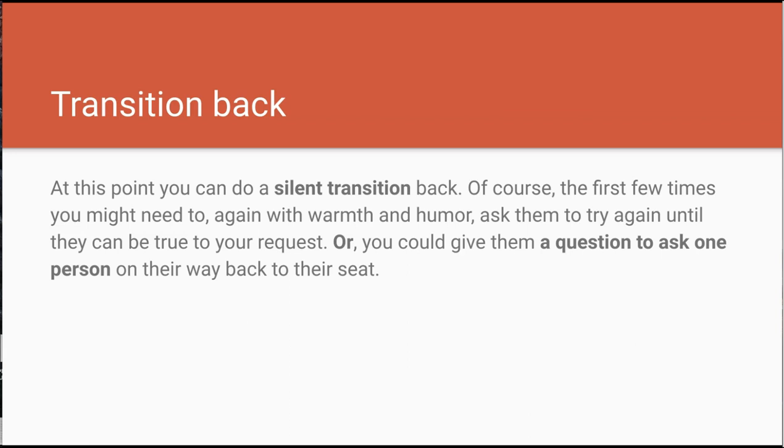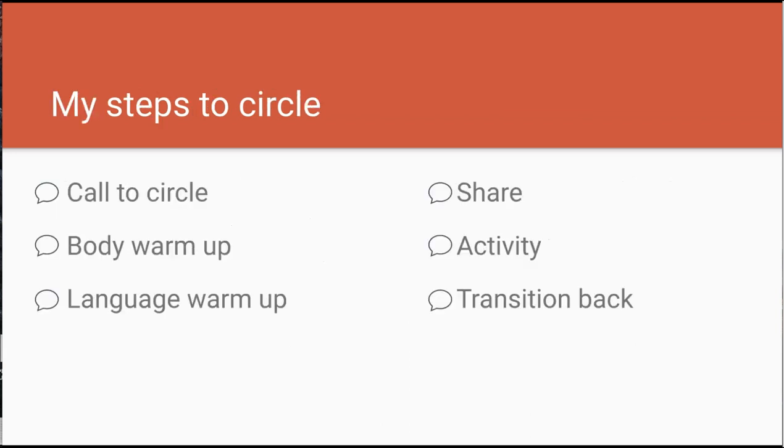You could also give them a question to ask one person on their way back to their seats. If I haven't spent time seeing how everyone is that day, then I will tell them to ask 3 people how they are today on their way back to their seats. So the steps of a circle are call to circle, body warm-up, language warm-up, share, activity, transition back.